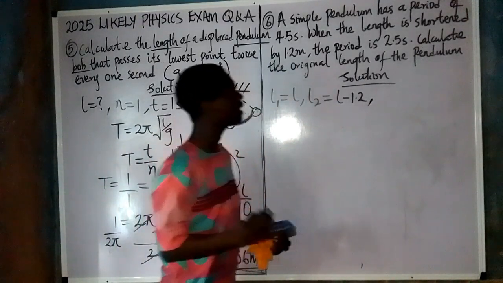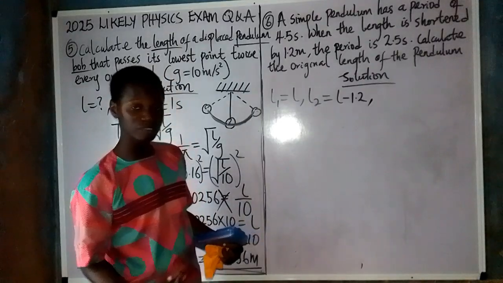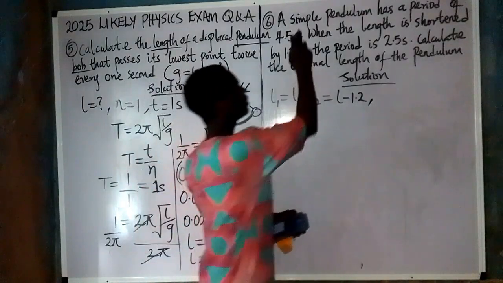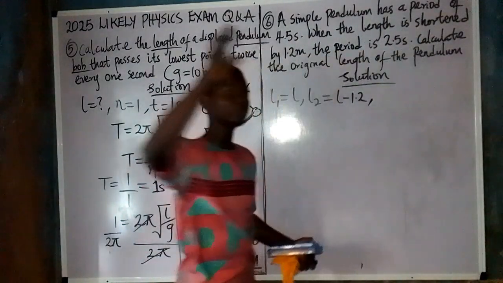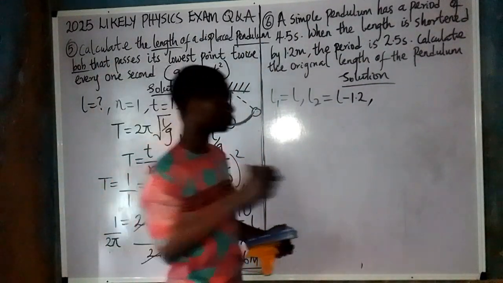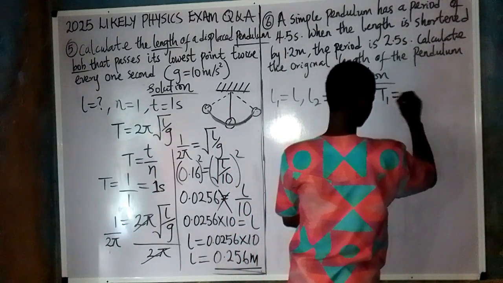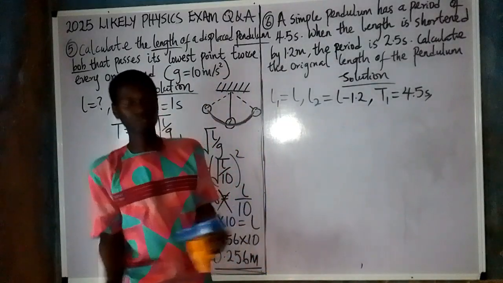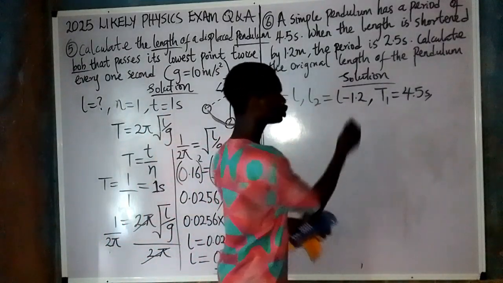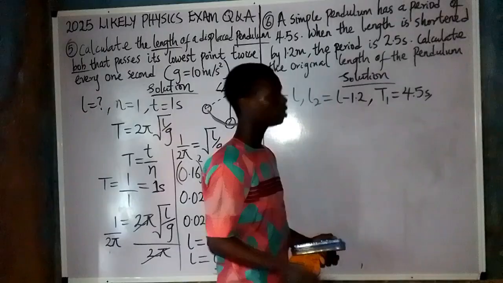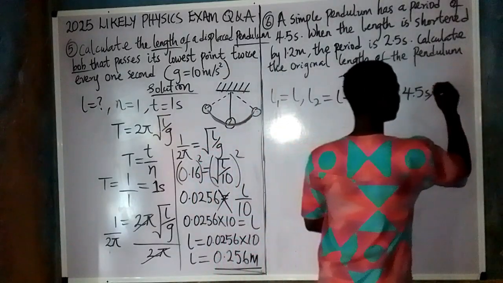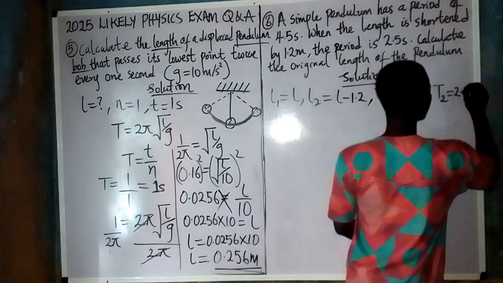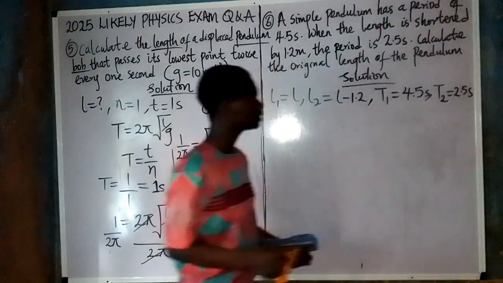Okay? Then I said the length is shortened by 1.2 meter, and the new period. Now initially they said, a simple pendulum has a period of what? 4.5 seconds. That is our T1. 4.5 seconds. Now after the length is shortened by 1.2, I say the new period is now what? 2.5 seconds. So we'll call that T2. 2.5 seconds. Now what is the question?